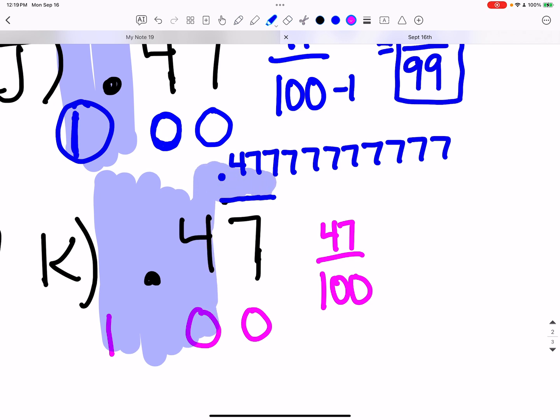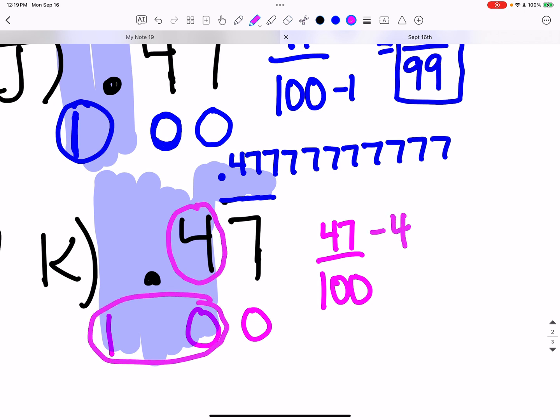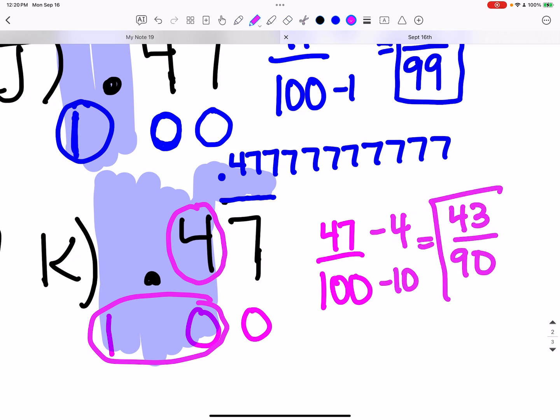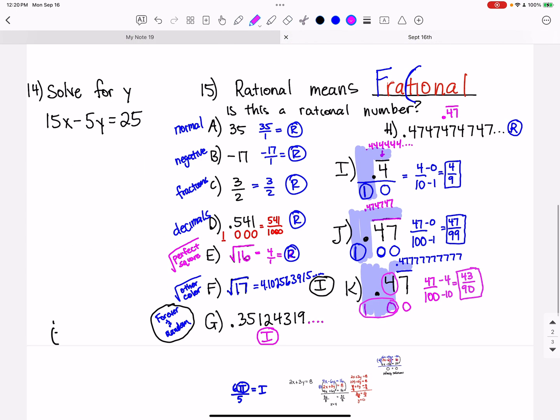Okay, so this time, in the top number, the 4 is out in the rain and it gets ruined, so we've got to throw away the 4. On the bottom, the 10 is out in the rain, so we've got to throw away the 10. And we get 43/90ths. That's the fraction that gives you that. If that doesn't make sense, I will show you how to do it tomorrow. Don't worry about it, but make sure you copied all of that.